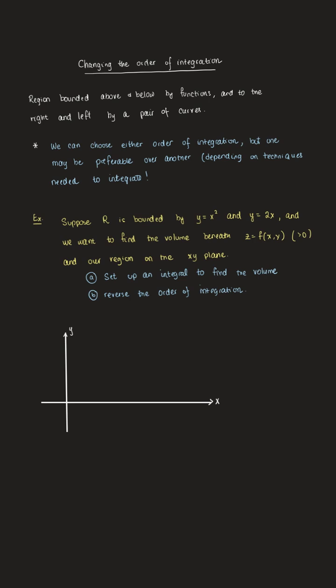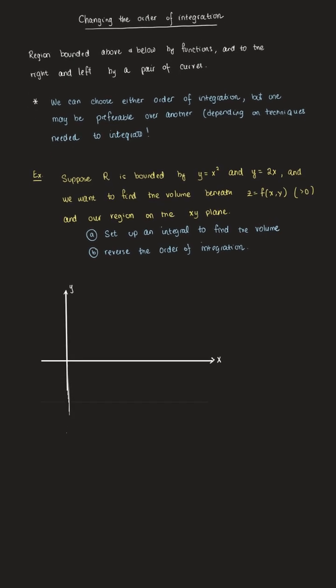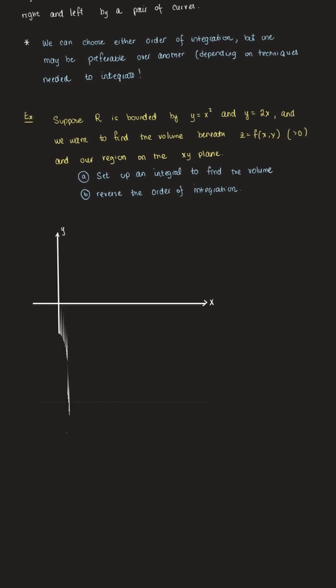So let's take a look at an example where we're only going to look at our region, set up an integral, and then we're going to think about how we might reverse the order of integration. So suppose that our region on the xy plane is bounded by the parabola y equals x squared and the line y equals 2x. And we want to find the volume between our surface and our region on the xy plane. And we'll first set up a first integral, and then we'll change the order of integration.